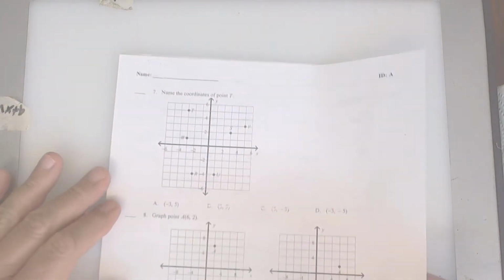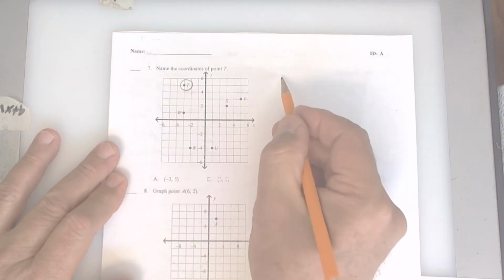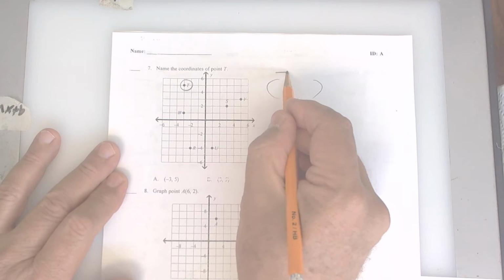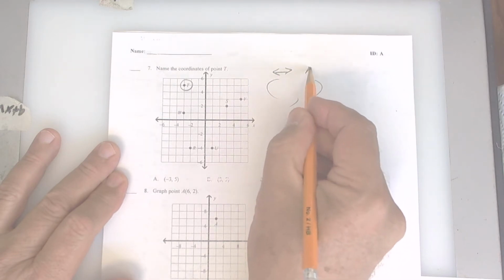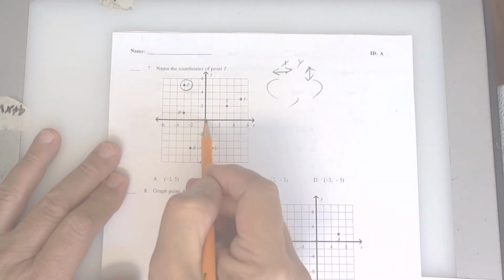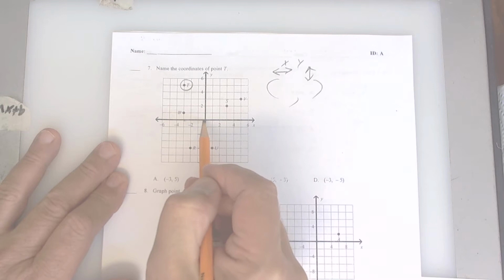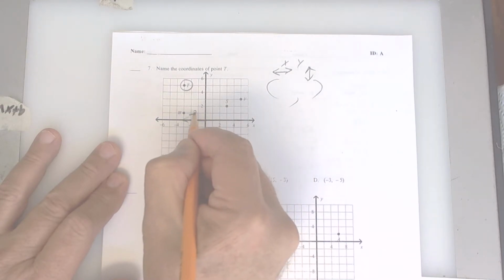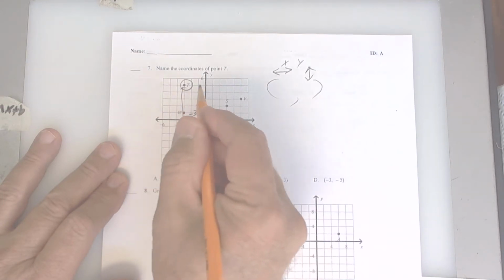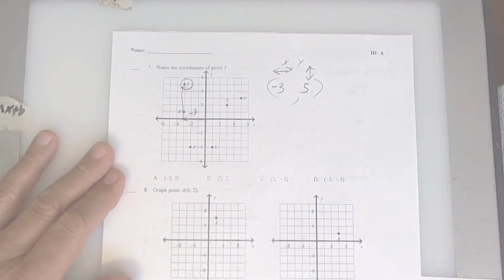The next one says, name the coordinates of point T. Here's point T. Remember, your X goes sideways and your Y goes up and down. So here, I start here and I go 1, 2, 3. So I go -3 because I'm going this way. And then I go up, it looks like 5. So -3 up 5. Make sure you know that.